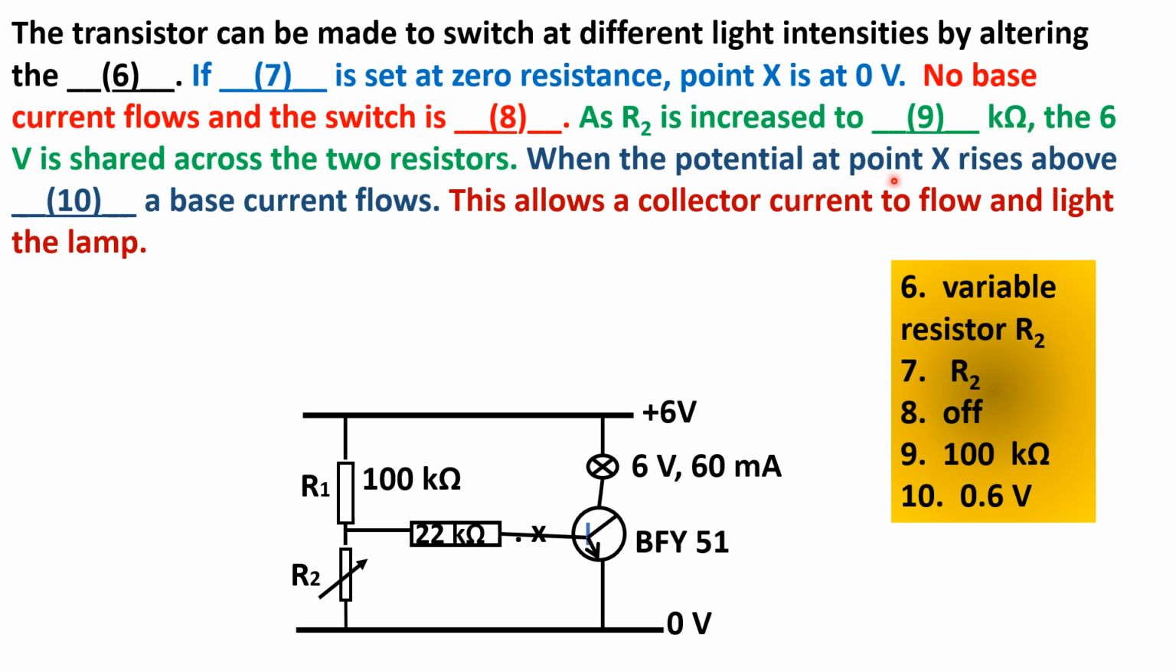When the potential at point X rises above 0.6 volts, a base current flows, and this allows a collector current to flow and light the lamp. So that's it. We're done answering question number 5, and that ends our video tutorial for this lesson. Thank you very much as usual.